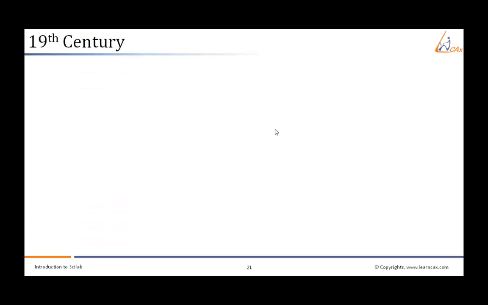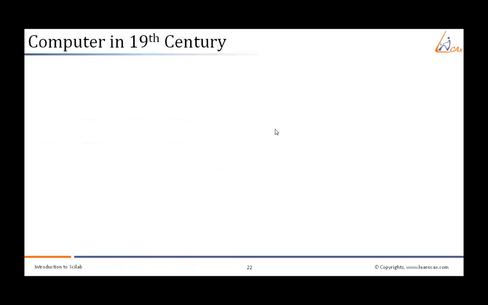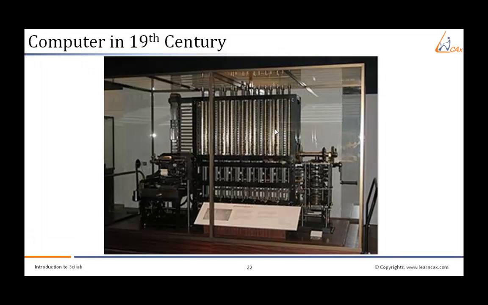So if you consider the 19th century, it was the century of industrialization, where the United Kingdom was the first country in the world to industrialize. Mechanical power was considered to be the invention, and many different mechanical machines came into picture, and the industrialization of the entire world happened in the 19th century. And during the same century, how did computers look? Well, this is what computers looked like in the 19th century. They were basically mechanical machines, not like computers that are there today.